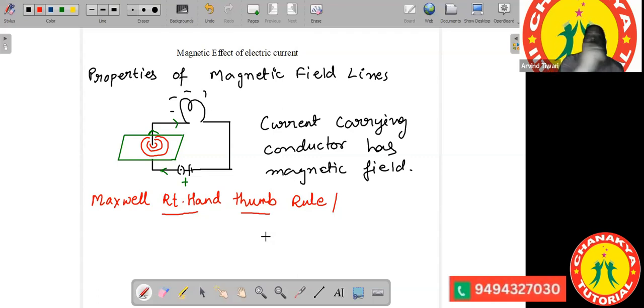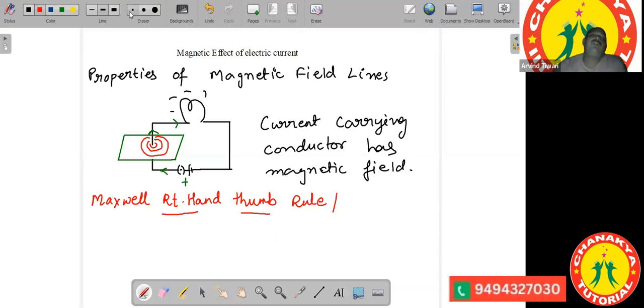Like if they are folding like this, so this is the direction of folding. Or if the current is going towards you like this, so you will fold your fingers like this. Okay. So the direction of folding fingers gives us the direction of magnetic field lines.